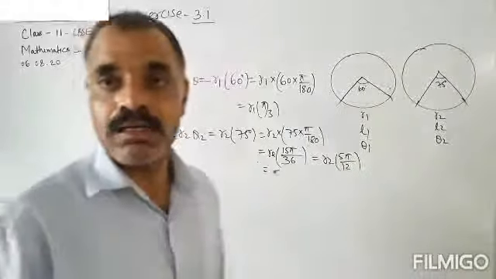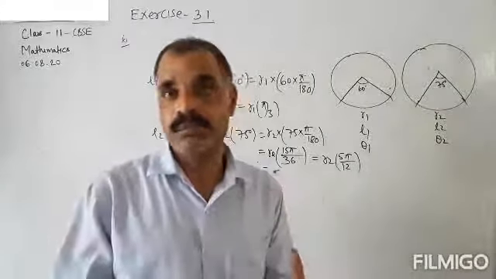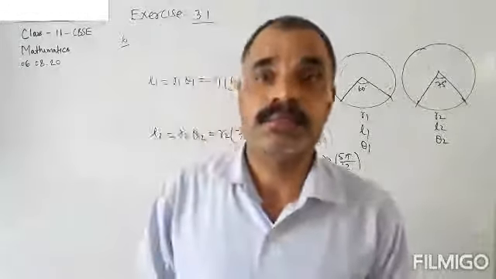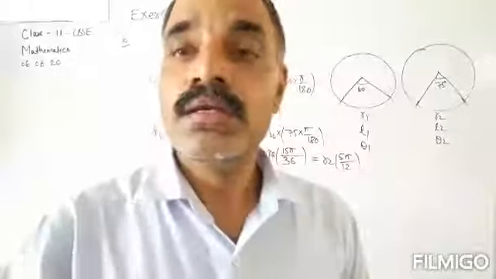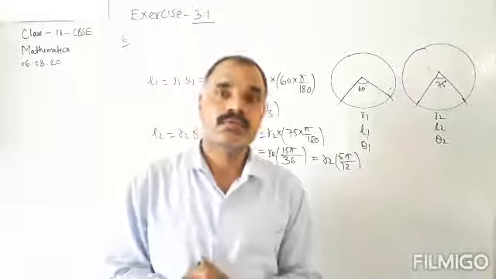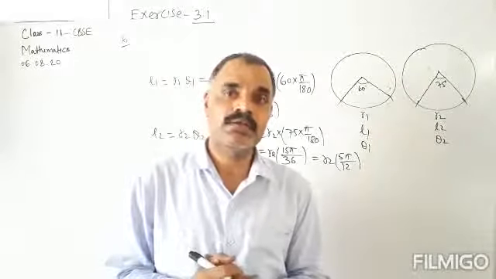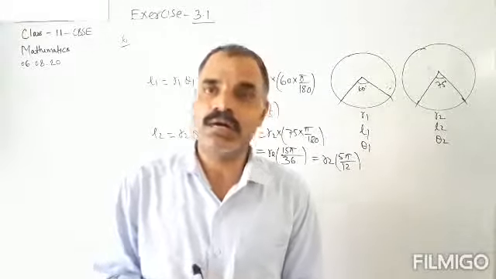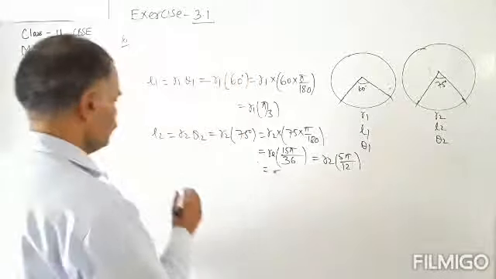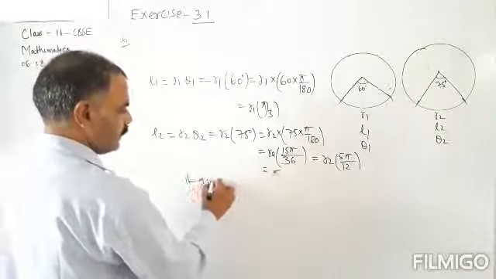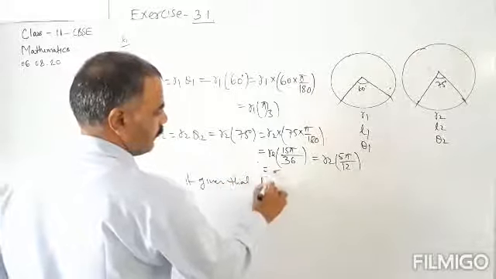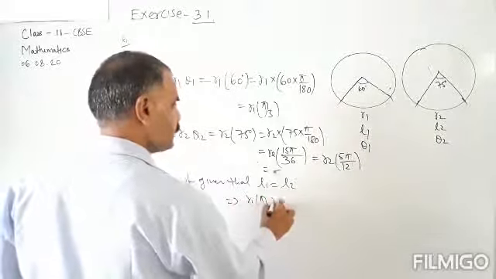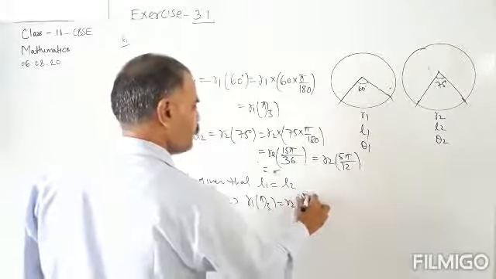Now we are here to find the ratio of the radius. How do we find the ratio of the radius? It is given that the arc lengths are of the same length. Both arc lengths, L1 and L2, are of the same length. So L1 equals L2, meaning R1 into pi upon 3 is equal to R2 into 5 pi upon 12.